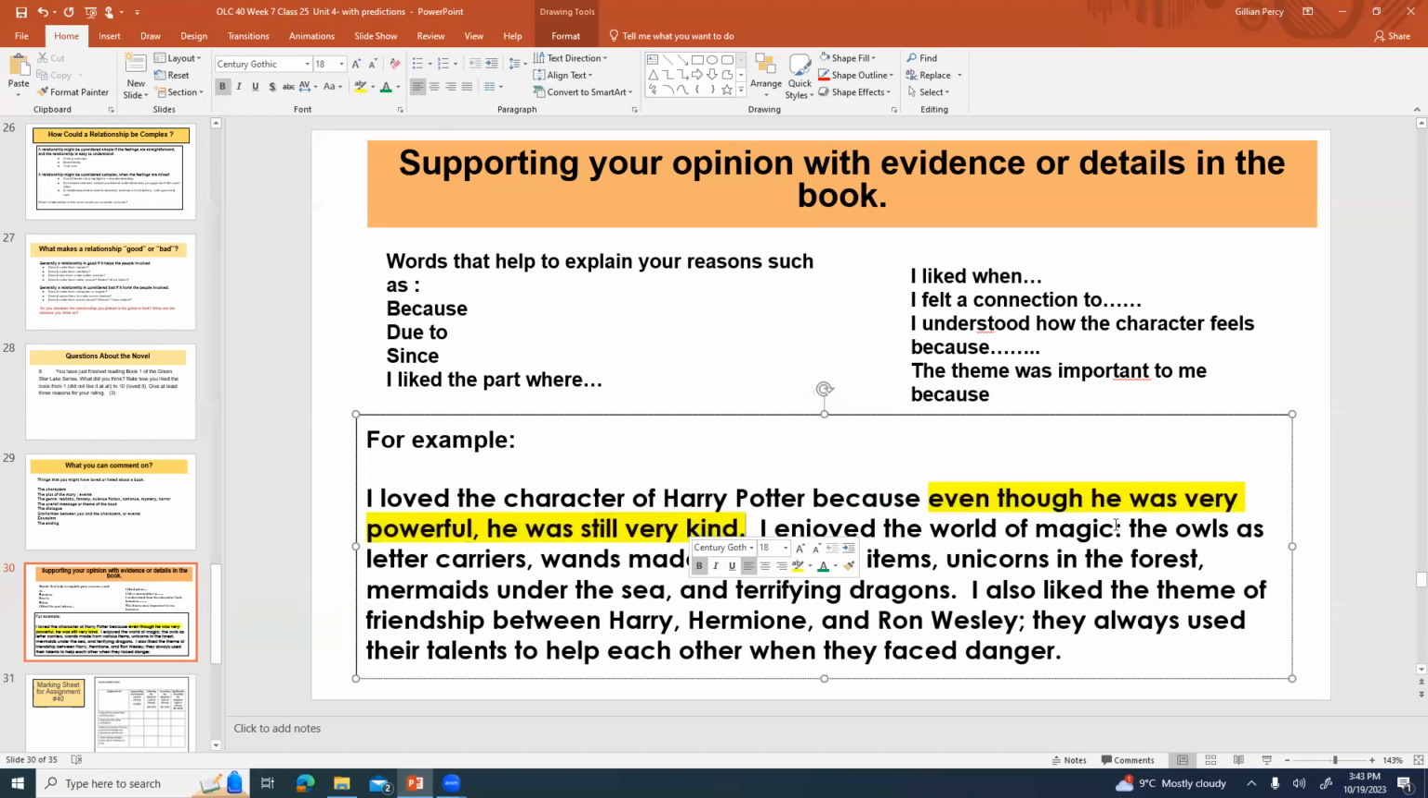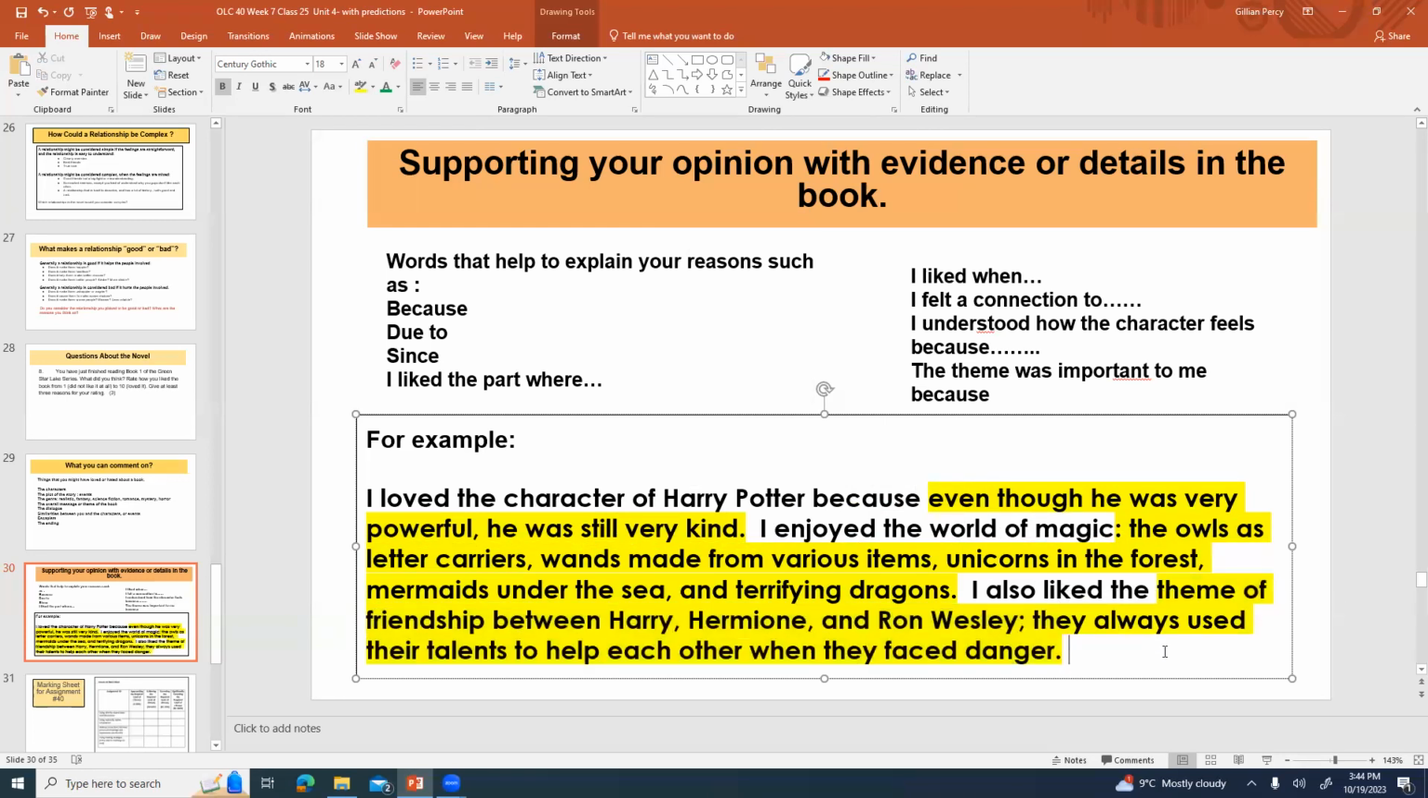Okay. I enjoyed the world of magic. And then I gave some examples of what those are. That's talking about the fantasy genre, and I'm saying I enjoy that fantasy genre. Here are some of the elements in the book that are part of the fantasy genre that I really liked. And here I'm talking about the theme of friendship. And then I explain what they did.